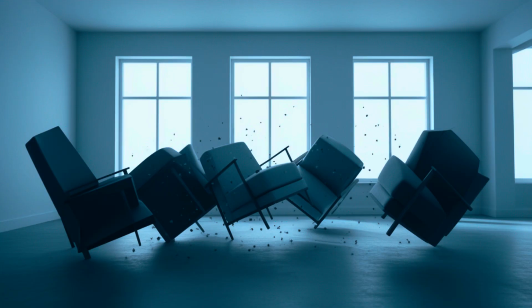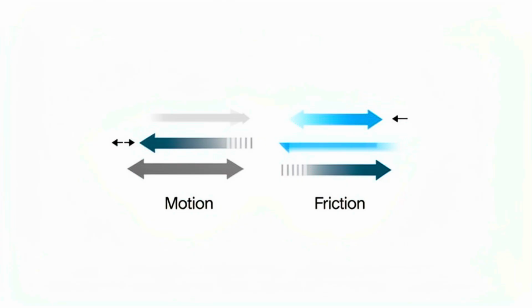In a world without friction, nothing would stay in place. Nothing would stop. Nothing would move the way we expect. Paradoxically, the very force that resists motion is also the force that makes motion possible.